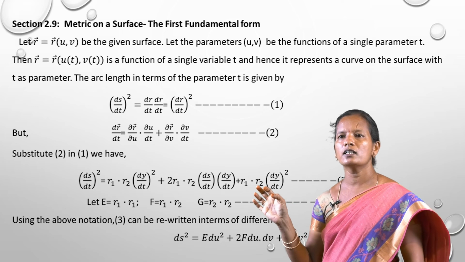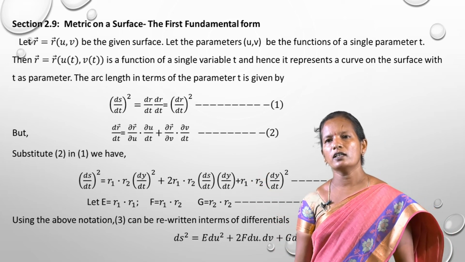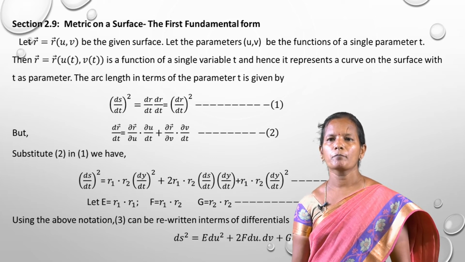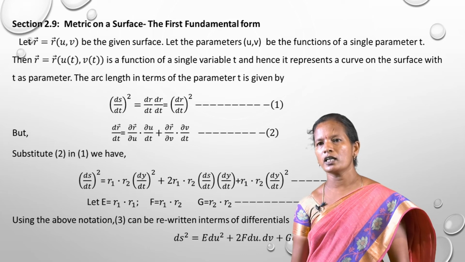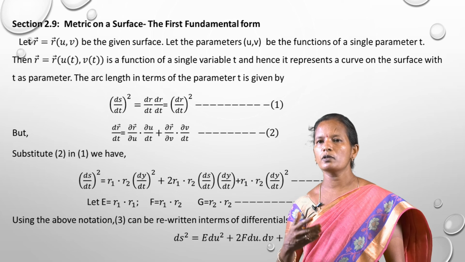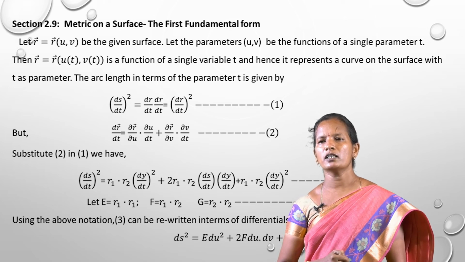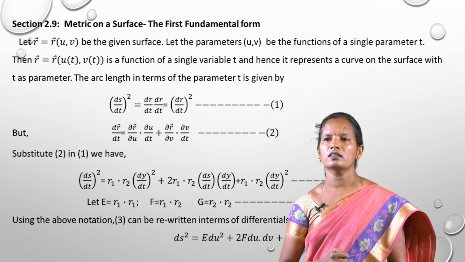The arc length in terms of a parameter is given by (ds by dt) whole squared is equal to dr by dt dot dr by dt, which is equal to (dr by dt) whole squared. Dr by dt is equal to dou r by dou u into du by dt plus dou r by dou v into dv by dt. Substitute 2 in 1. (ds by dt) whole squared is equal to r1 dot r1 (du by dt) whole squared plus 2 r1 dot r2 (du by dt)(dv by dt) plus r2 dot r2 (dv by dt) whole squared. That is the third equation.